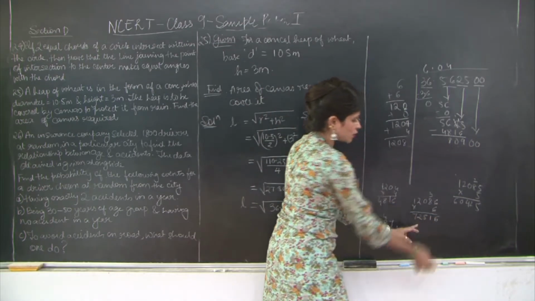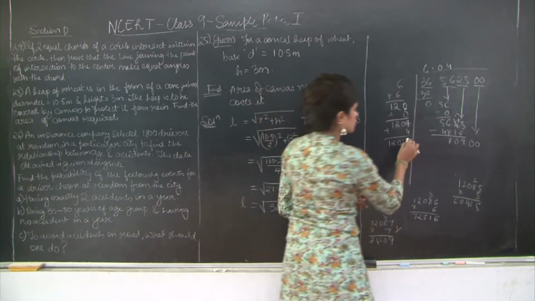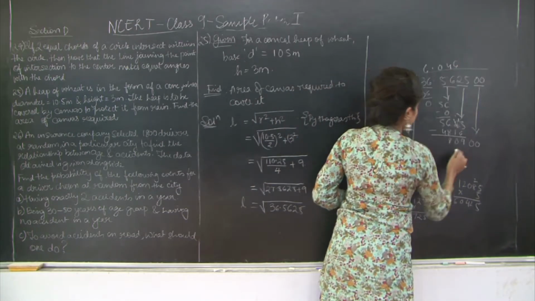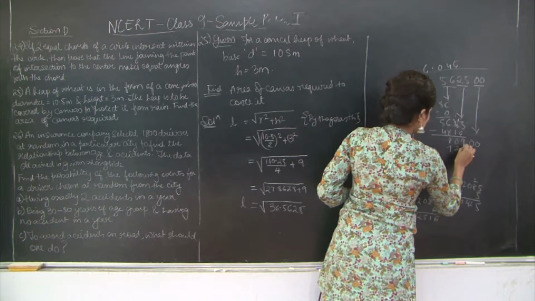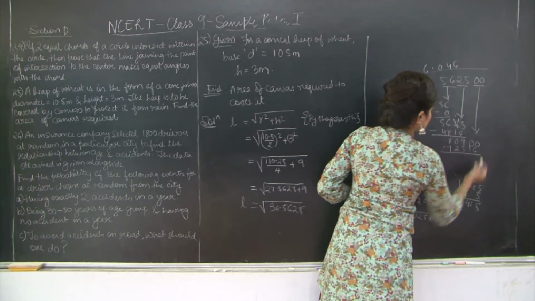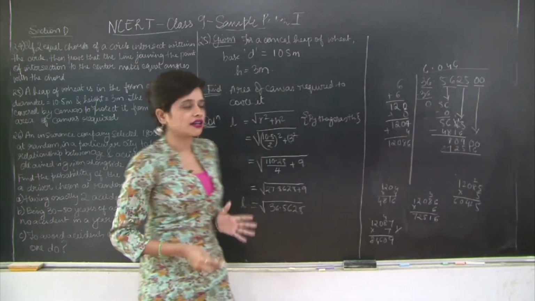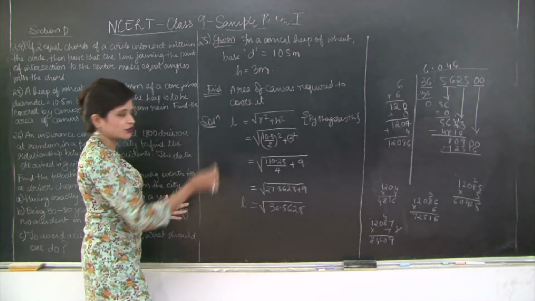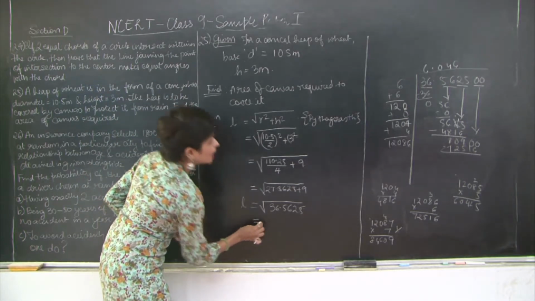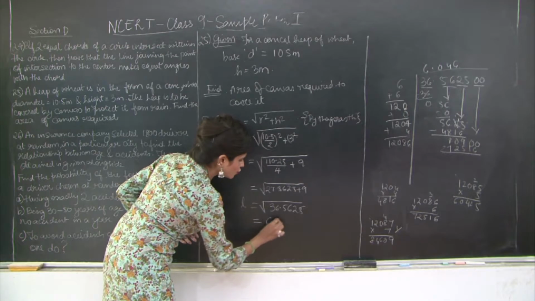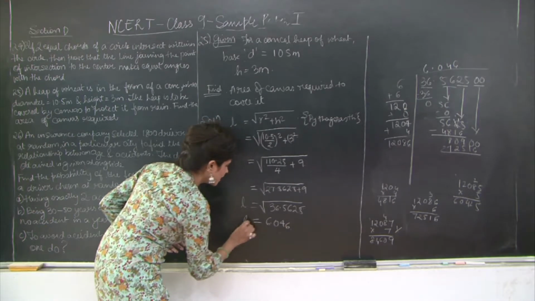So we won't take this one. In fact, we'll take this one. So 12086 into 6 gives me 72516. So anyway, 3 digits after the decimal are good enough. So I'm just going to take these numbers. 6.046. So this is my length.